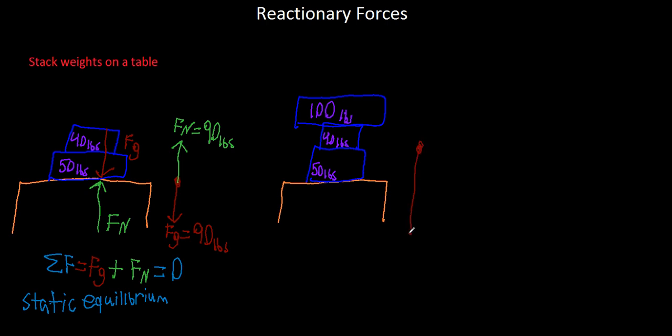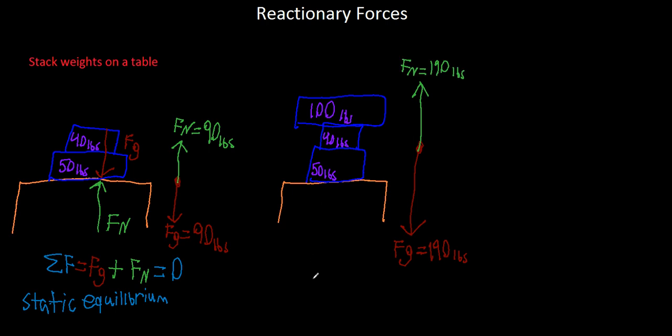So if we increase the force of gravity, 50 plus 40 is 90, plus 100 is 190. So the force of gravity is 190. And if we increase this to 190, then the normal force also has to equal 190. So Fn is equal to 190 as well. And this is true as long as this thing isn't breaking. As long as everything is holding, then the normal force has to be the opposite of the force of gravity.